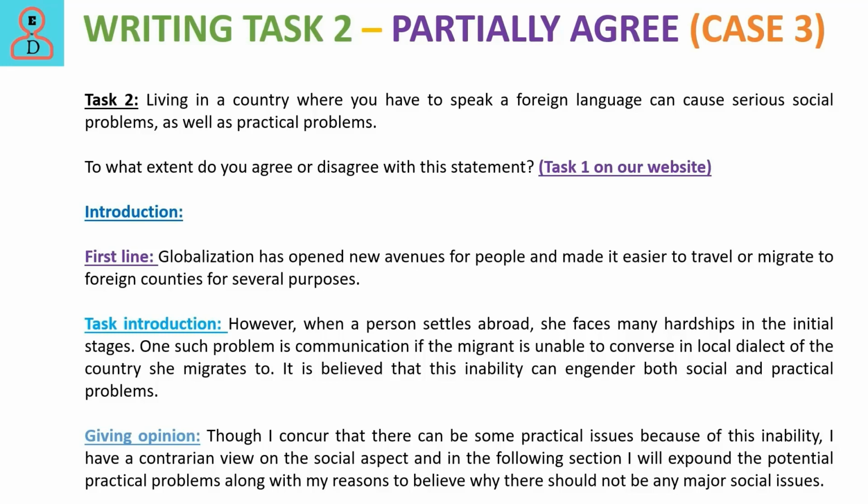Note carefully here that we have agreed there could be some practical problems due to language barrier. Now since we have agreed with this aspect of the essay statement, we shall have more points on this, and this should be discussed in the first body paragraph. Also, we have mentioned that on the social front there should not be major issues, hence disagreeing with this aspect of the essay statement. So, this shall be discussed in the second body paragraph.